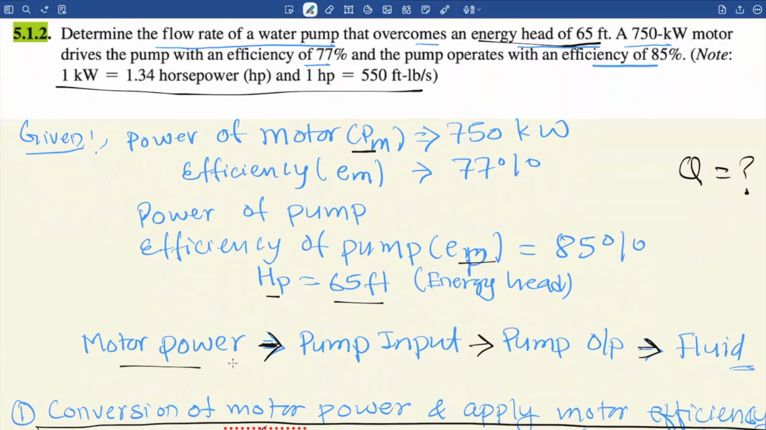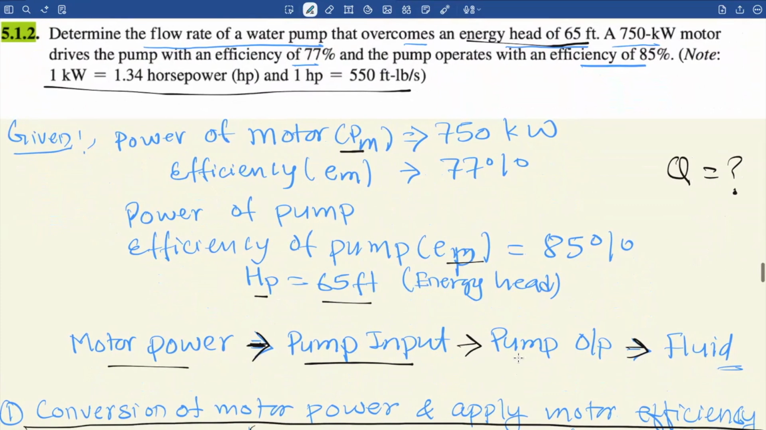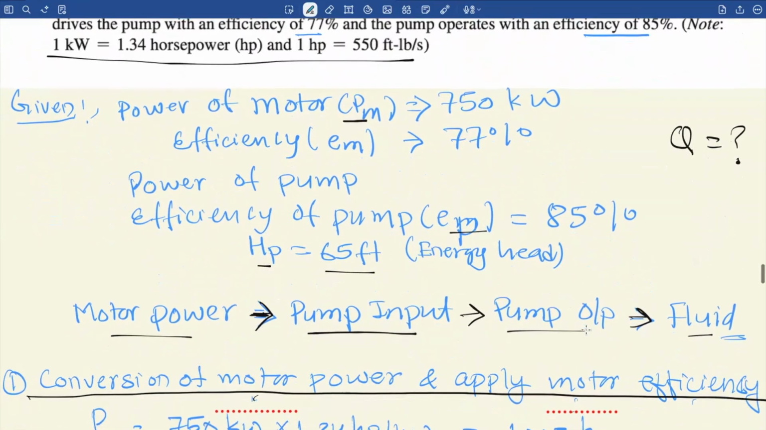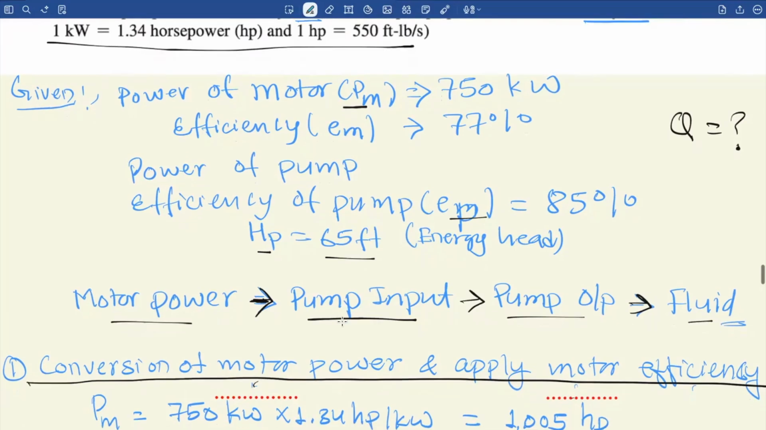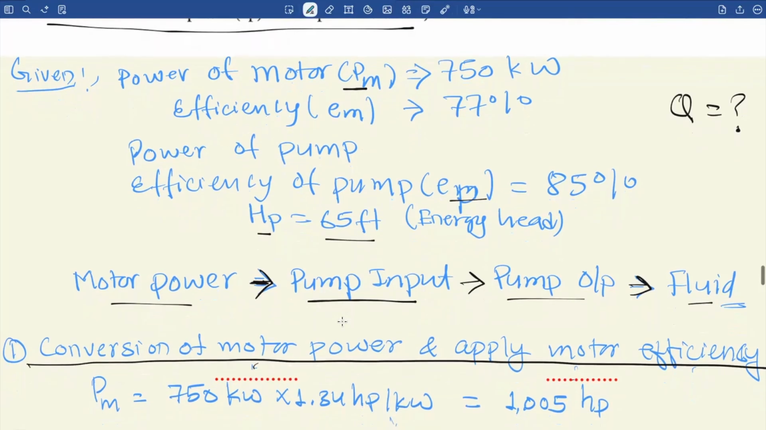The motor power will give pump input, and pump input will give pump output, that will give power to the fluid. So power is lost at each stage due to efficiency. We need to chain the efficiencies together. First, the motor converts electrical energy to shaft energy. Then the pump converts shaft power to hydraulic power in the fluid. So first, we will go through conversion of motor power and apply motor efficiency.